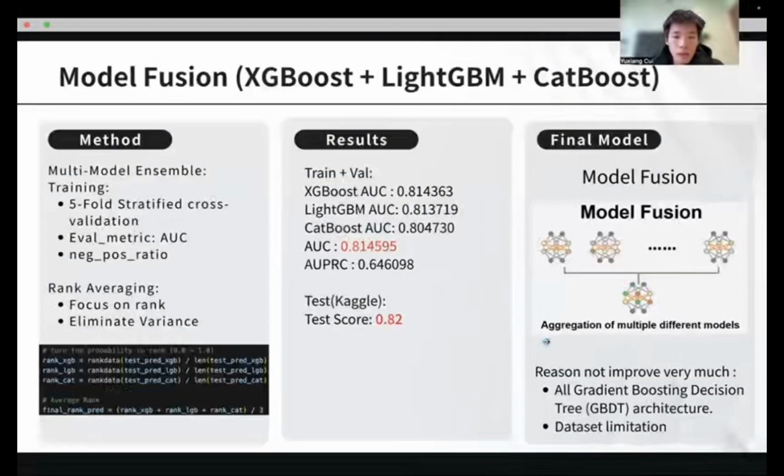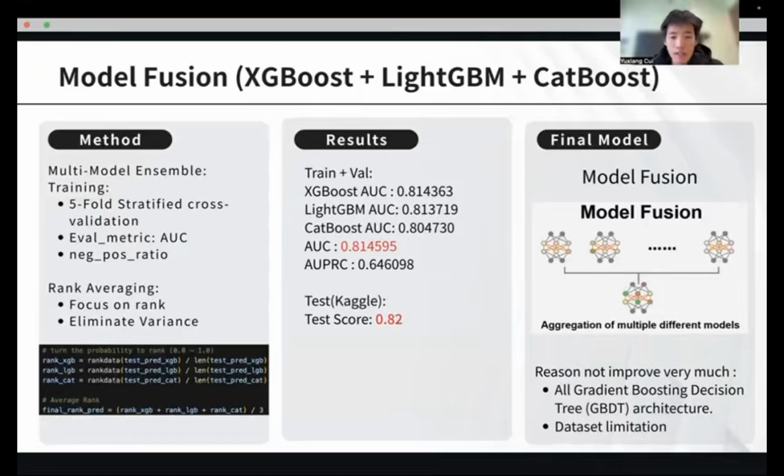Lastly, we try to utilize the difference among these 3 models to enhance the stability of the final prediction. We use rank averaging to combine the results of the models because models that have large output values or variance will dominate the result. So we ignore the specific probability values predicted by the model and only focus on the relative ranking of the samples in the prediction result.